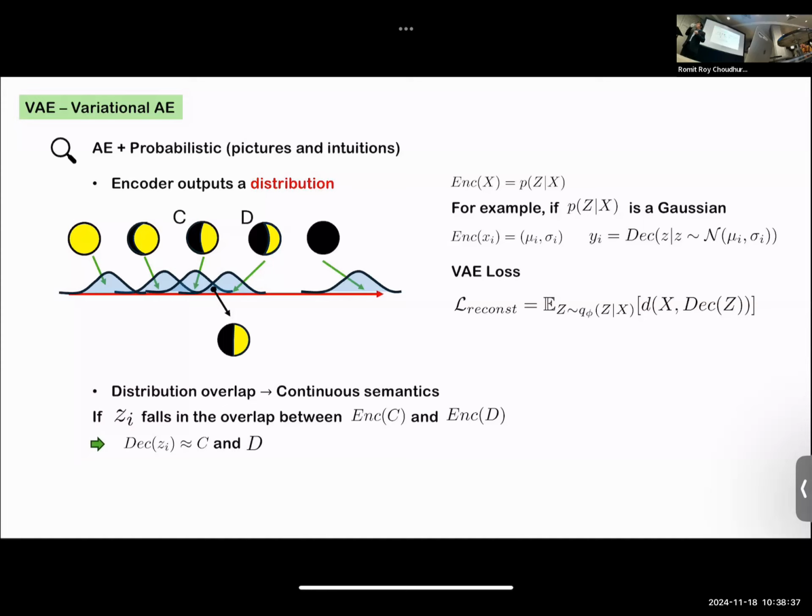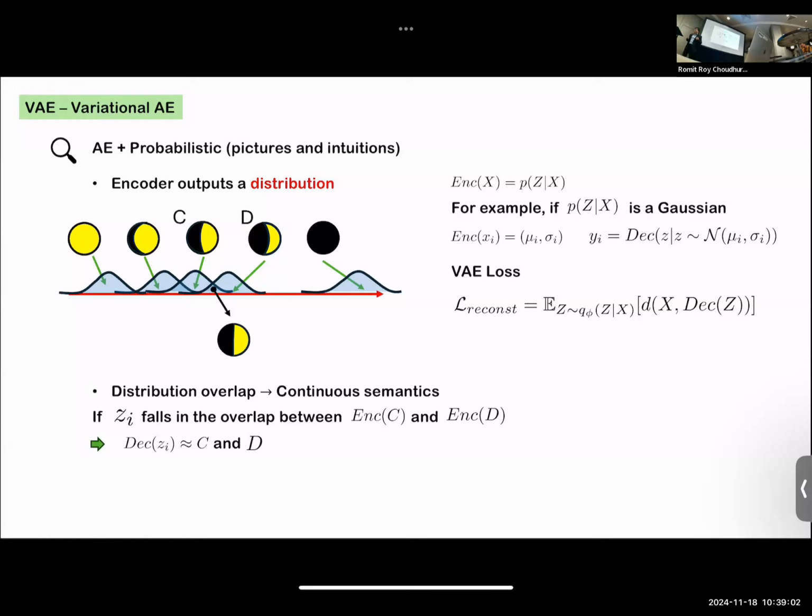Each input example maps to a separate distribution. Correct. Yes, each input maps to its corresponding distribution. Once these distributions overlap, and they will overlap, right? Because if you think of a Gaussian, a Gaussian is an infinite support distribution. So Gaussians will overlap. And once they overlap, if you select samples, the sample belongs to both of the distributions.